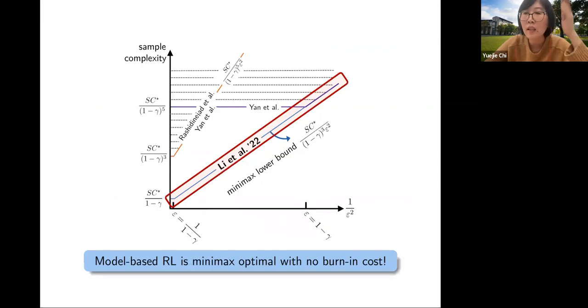So if you put this back into the picture, we see that this model-based reinforcement learning algorithm is minimax optimal for this offline setting with no burn-in cost. That means the algorithm is optimal over the entire range of sample complexity of interest.